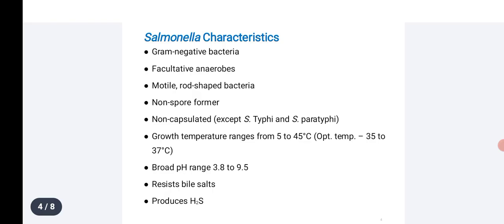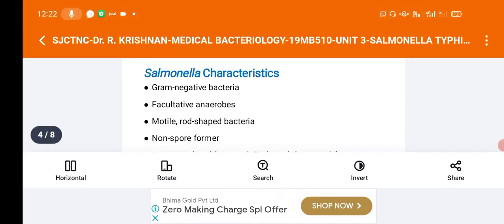It is a gram-negative bacterium. It's a facultative anaerobe, motile, rod-shaped bacterium, a non-spore former. It's non-capsulated except Salmonella typhi and Salmonella paratyphi. The growth temperature ranges from 5 to 45 degrees Celsius, but the optimum is 35 to 37 degrees Celsius. They have a broad pH range of 3.8 to 9.5. They are resistant to bile salts and produce H2S.